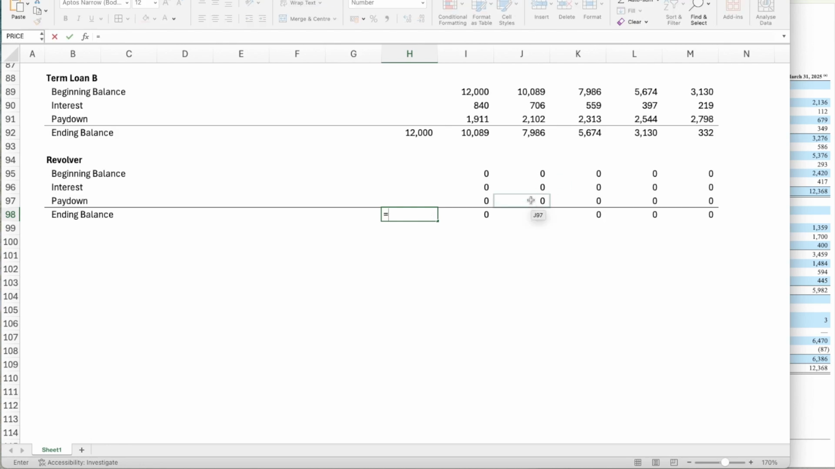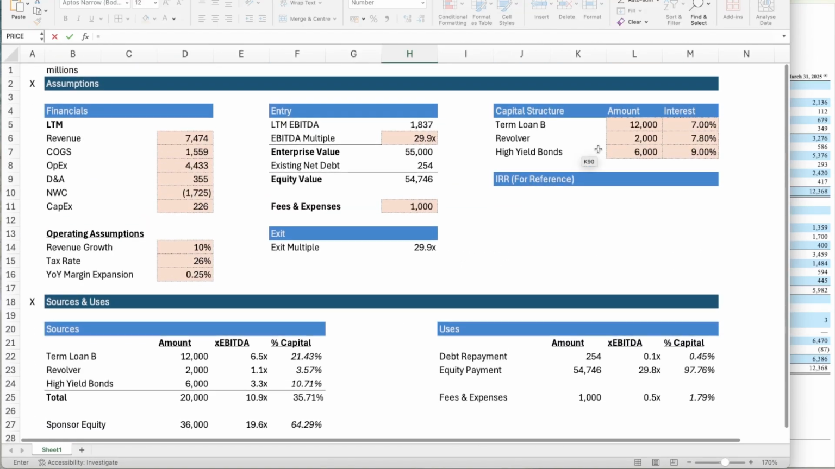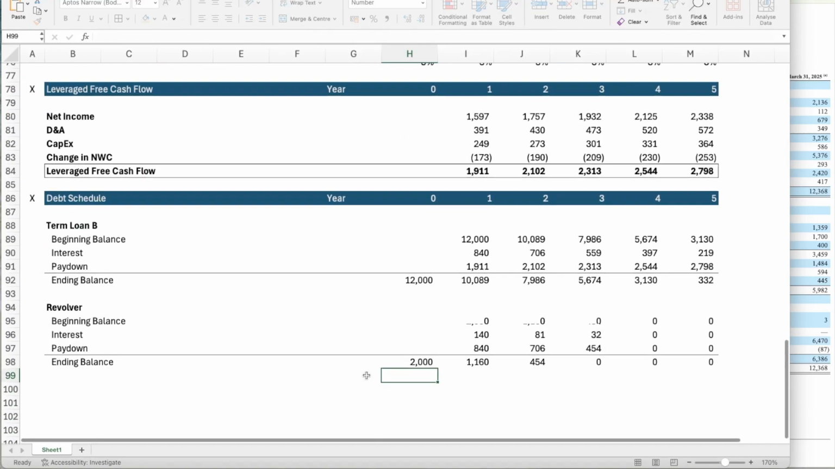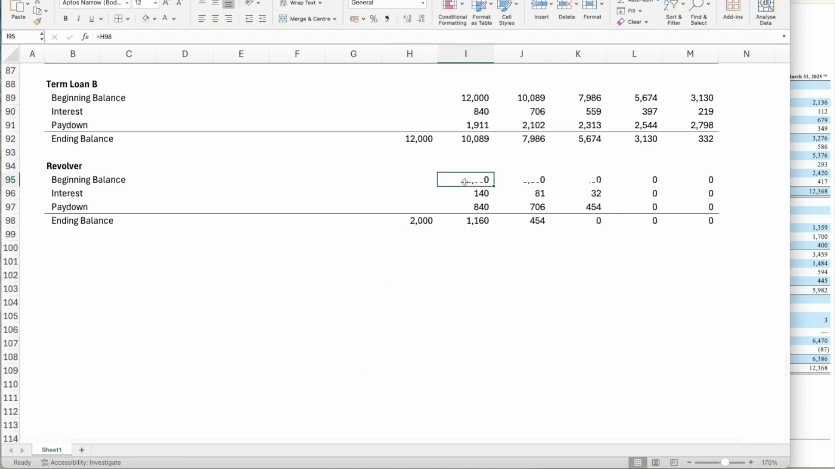So the ending balance on the revolver is the 2 billion. And this hasn't copied properly. We need to change this to M6 because it's a different interest rate. Pull it along.